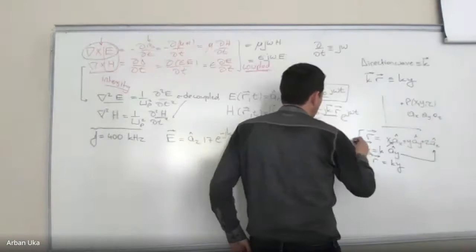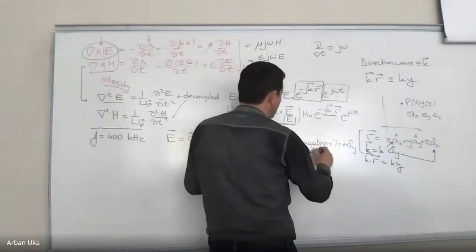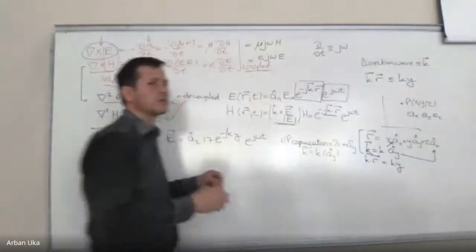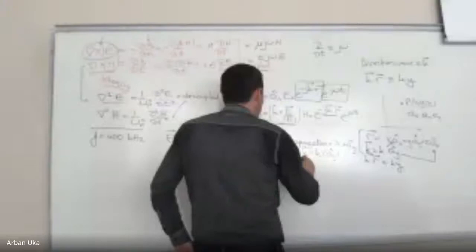Okay. But asking this question is equivalent to writing this one. K is equal to k times plus ay, right? Because of the direction of the propagation, that's why the k vector is called the propagation vector. Also, it has a different number. Now, this is the polarization.